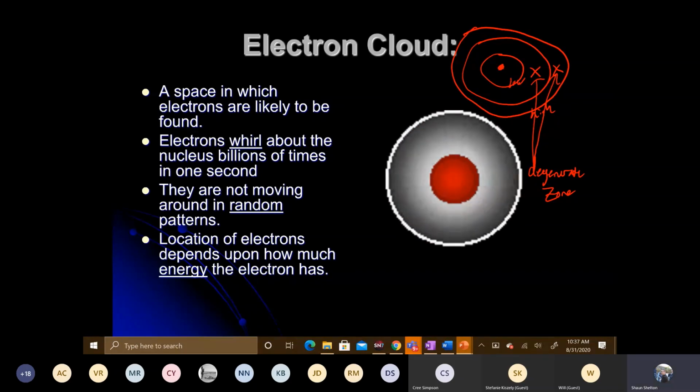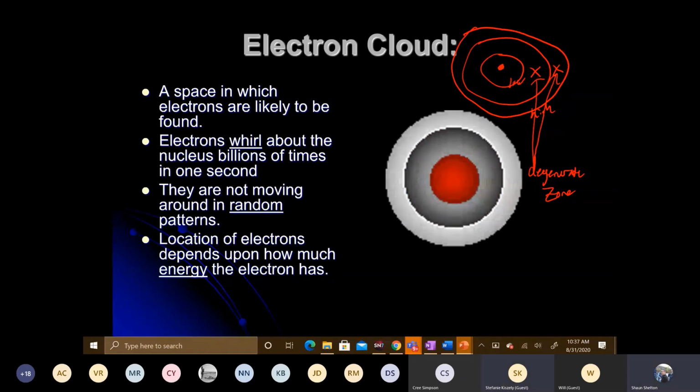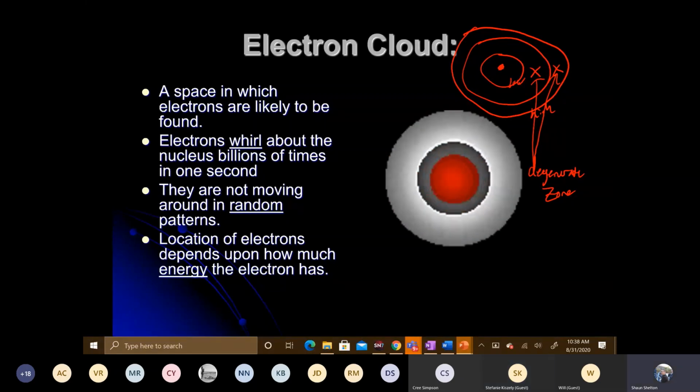Any questions on that? Could you repeat what you just said? The electrons will never be found in the degenerate zone. What is a degenerate zone again? It's a bad place. You don't want to go there. Okay.